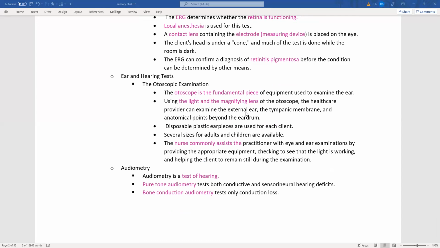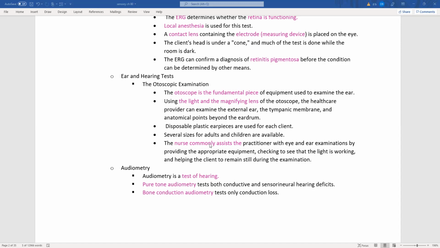The healthcare provider examines the external ear, tympanic membrane, and the anatomical points beyond the eardrum. They put a disposable piece on there. They're not using the same little thing and wiping it with a baby wipe and putting it in your ear. They put that little disposable piece on, then throw it in the trash. Several sizes for adults and children are available. The nurse commonly assists the practitioner with the eye and ear examination by providing the appropriate equipment, checking to see that the light is working, and helping the client to remain still during the examination.